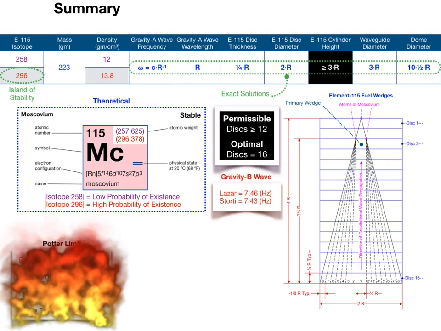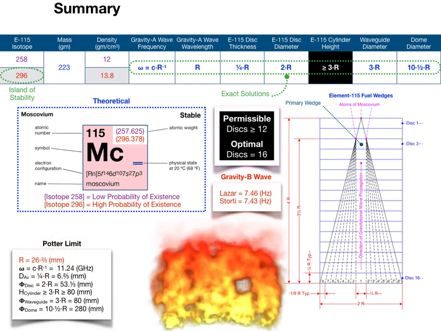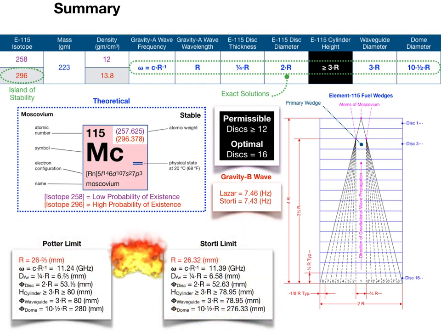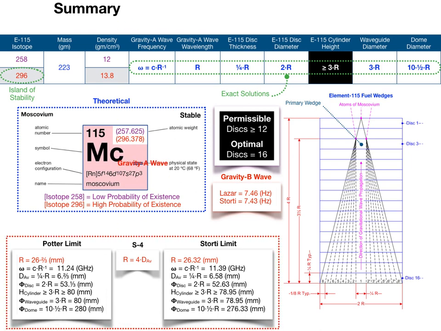In the simplest possible terms, we have solved many of the mysteries associated with the sports model. Please note that the S-4 engineering solution sits between the Potter and Storti limits. Moreover, our investigation also concludes that element 115 is most likely to exist as an isotope on the beach of the island of stability, with an atomic weight of 296.